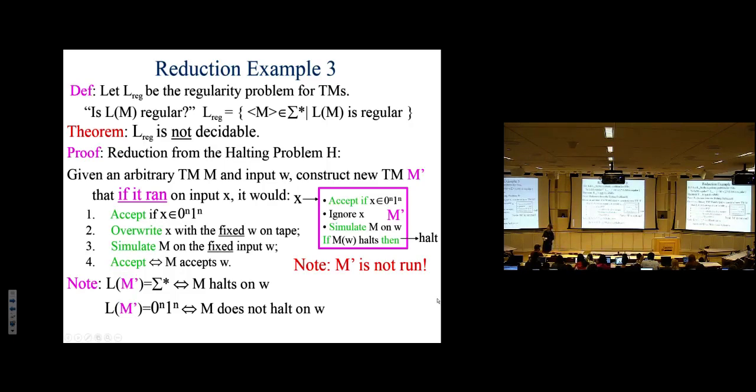That's why 0 to the n, 1 to the n. You could have made it some other language like palindromes, or 0 to the n, 1 to the n, 2 to the n, or any other non-regular language here. It doesn't have to be 0 to the n, 1 to the n. It has to be some non-regular language that's still decidable. Does that make sense? Good question. Okay, what else? Ask me more stuff. No questions?